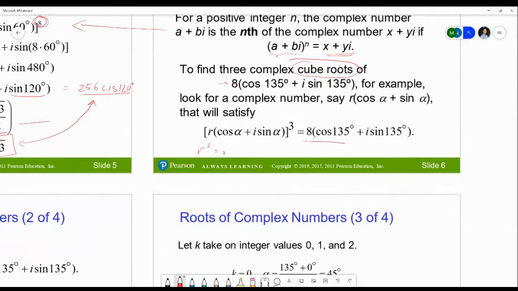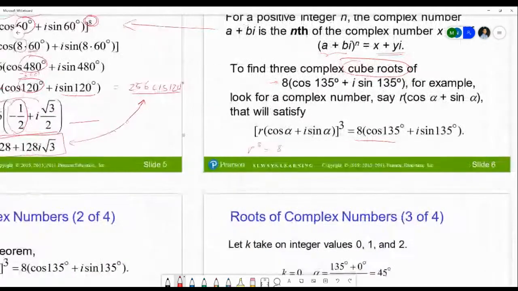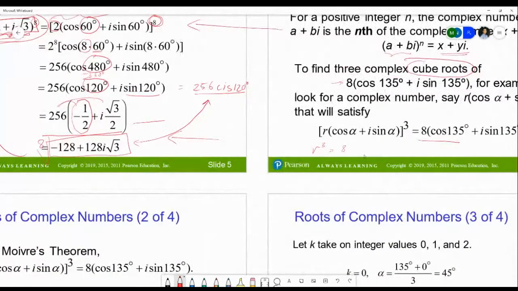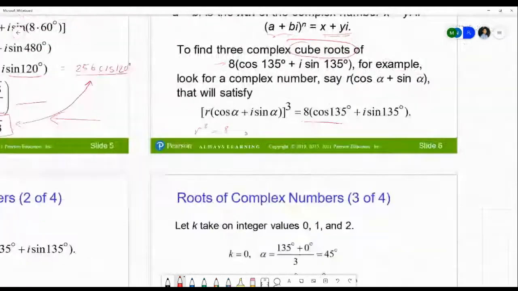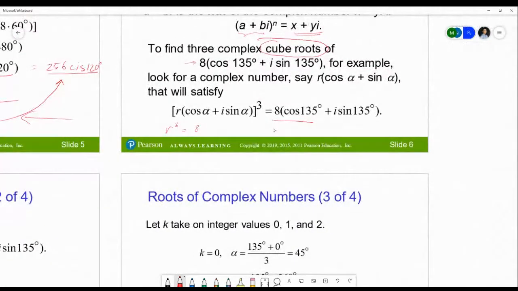The r cubed is equal to 8 by this formula over here, right? By De Moivre's theorem. And we also know that 3 times theta equals 135, right? So therefore, we can find out what theta is. Well, this is very easy to solve, right? So very simple to solve for this. So r here is 2, and theta here is 45.